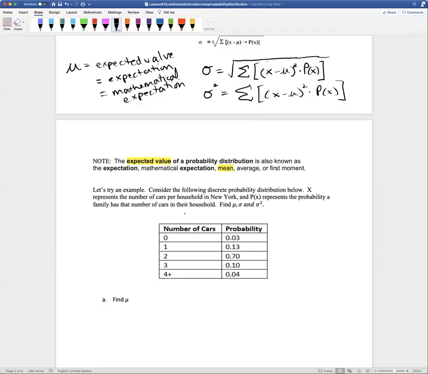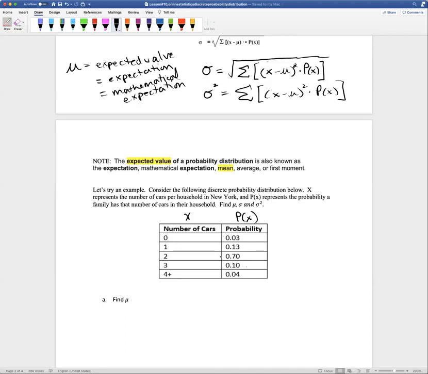Well, first of all, I hope you're comfortable with the fact that our X value, the number of cars, is a discrete variable, right? You can count on your fingers how many cars somebody has. Now, each one of these probabilities is a number between 0 and 1. And if we sum up these probabilities, do it with me, we get 0.03 plus 0.13 plus 0.70 plus 0.10 plus 0.04.